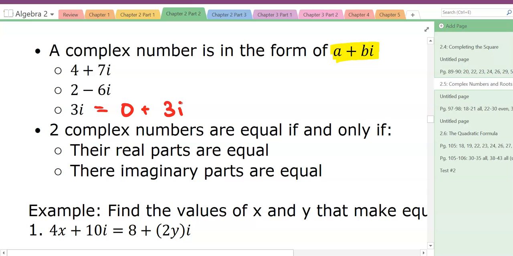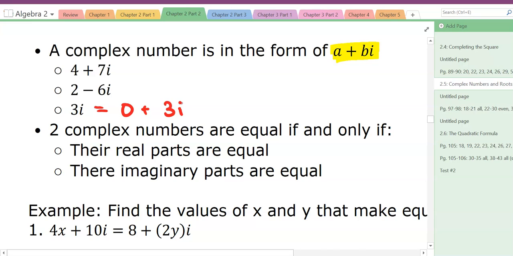Okay, that comes in handy to know when we start dealing with conjugates, which we won't talk about today. But when we start getting into that, we'll have to remember that if it's just a number like 3i, there is technically a 0 sitting in front of it.